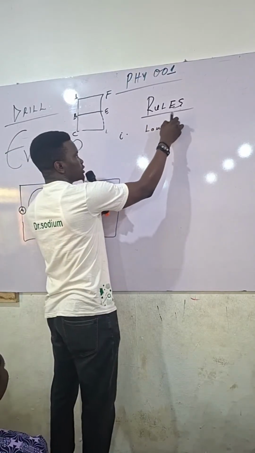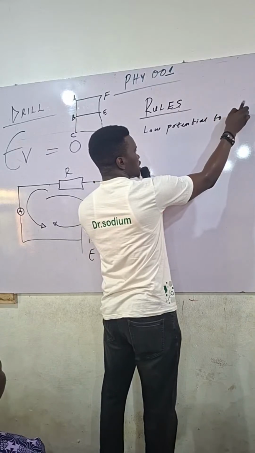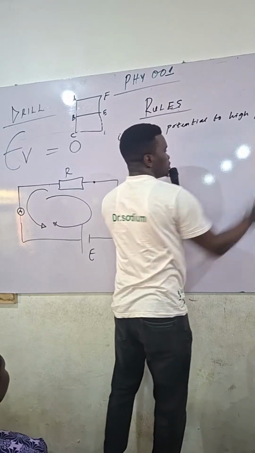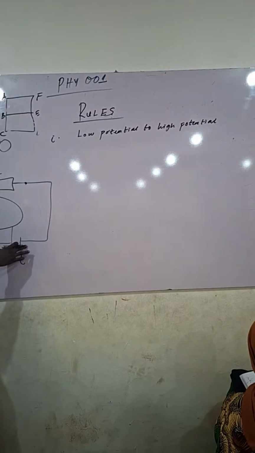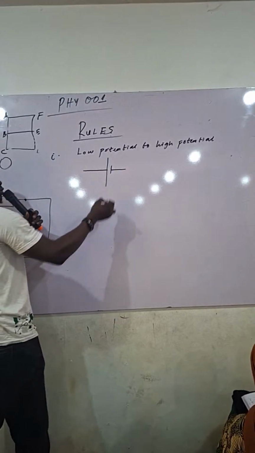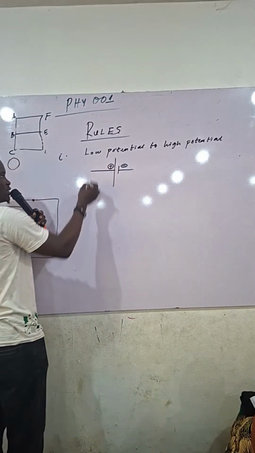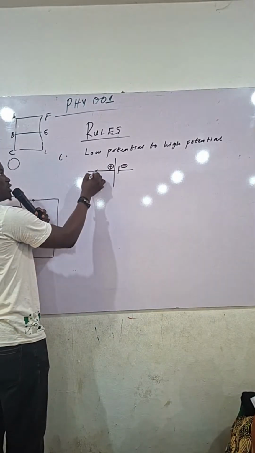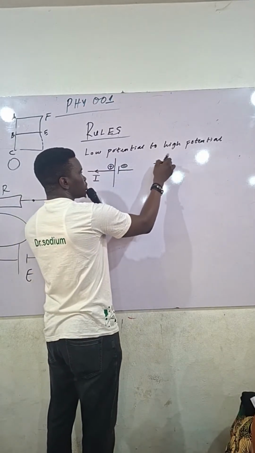Low potential, so high potential. Let me put, for simplicity, for a battery, when you are going from negative to positive, that is, the direction of the current is like this. If the direction of the current is like that, whatever your battery is will be given positive.